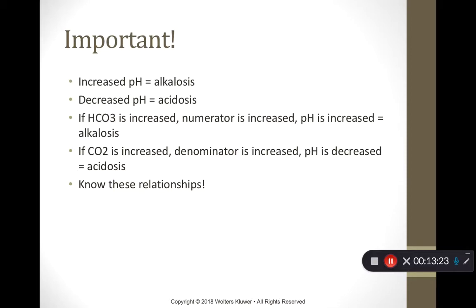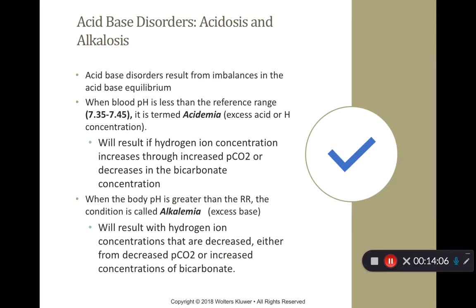All right, you probably already know this, but when there is an increase in pH, you have alkalosis. When there's a decrease in pH, you have acidosis. If bicarbonate is increased, the numerator gets increased and the pH gets increased, which means there is alkalosis, right? If CO2 is increased, the denominator gets increased, which means the pH is decreased, which would lead to acidosis, right? So whenever the pH is decreased, there's acidosis. Whenever the pH is increased, there is alkalosis. You do have to remember these relationships.